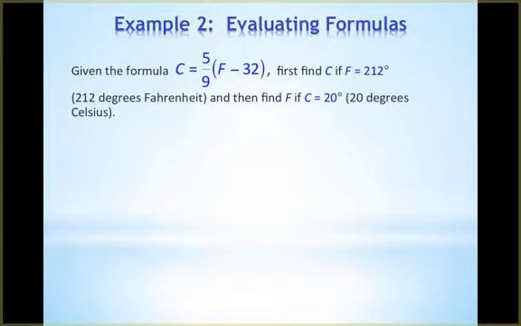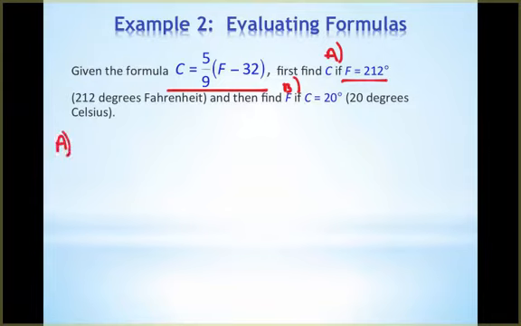Now let's look at a formula that involves the difference between Celsius and Fahrenheit temperature. So we have the formula that Celsius equals 5/9 of the difference between the Fahrenheit temperature and 32. So first we want to find what C would be if F was 212, and then that's going to be A part. B part is find out what F would be if C is 20.